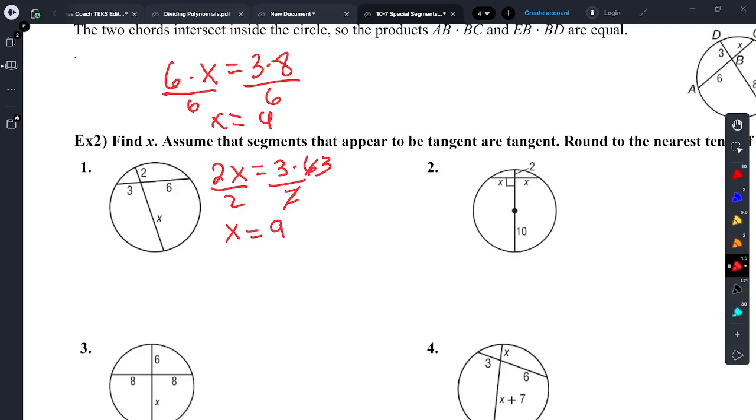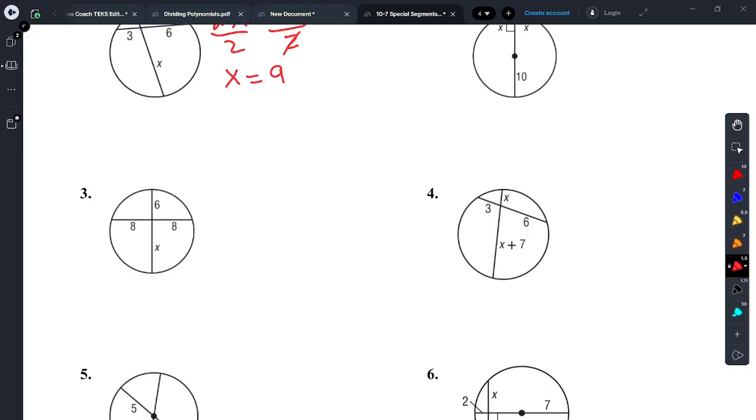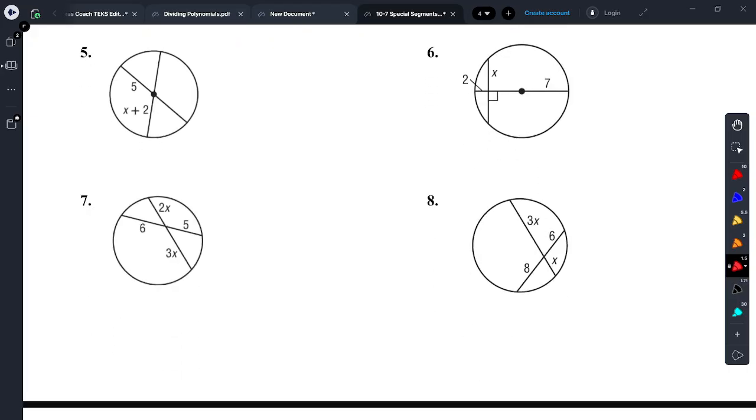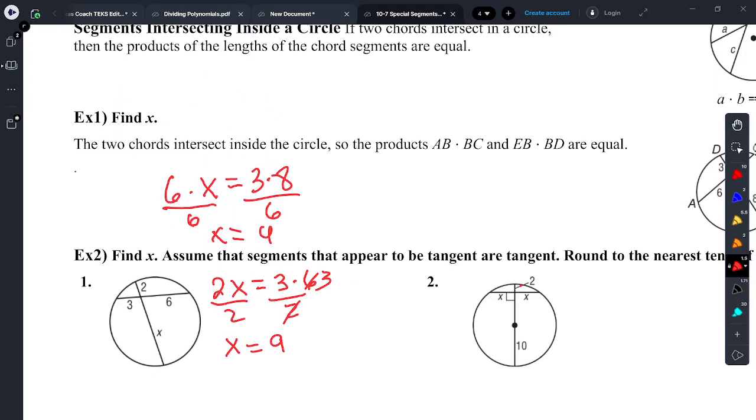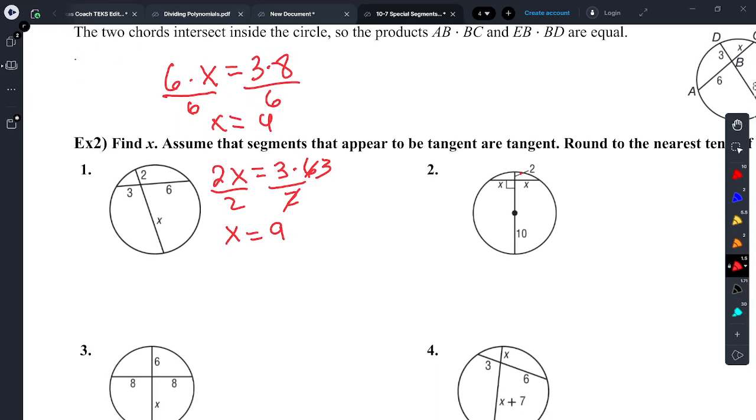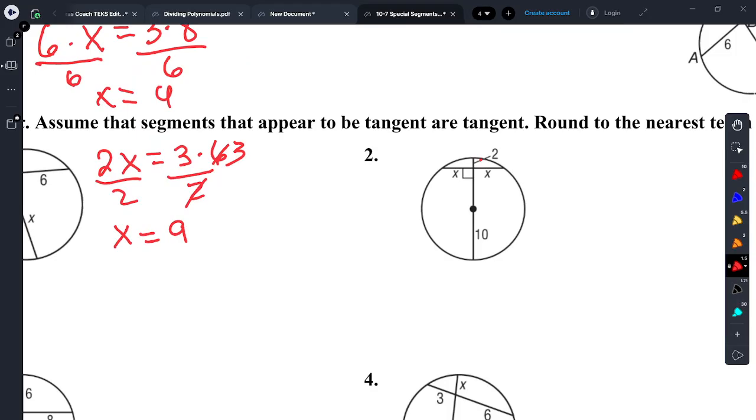What they like doing sometimes is hiding this. Let's see if they did one. Oh yeah, cool. They do it. Yeah, they're hiding it here. That's good. All right, let's look at 2. Okay, so be careful. What is 10 there?